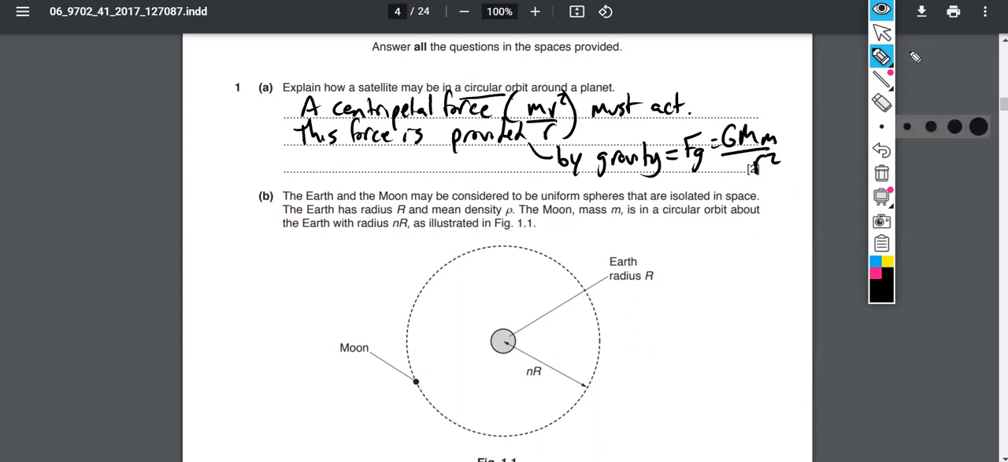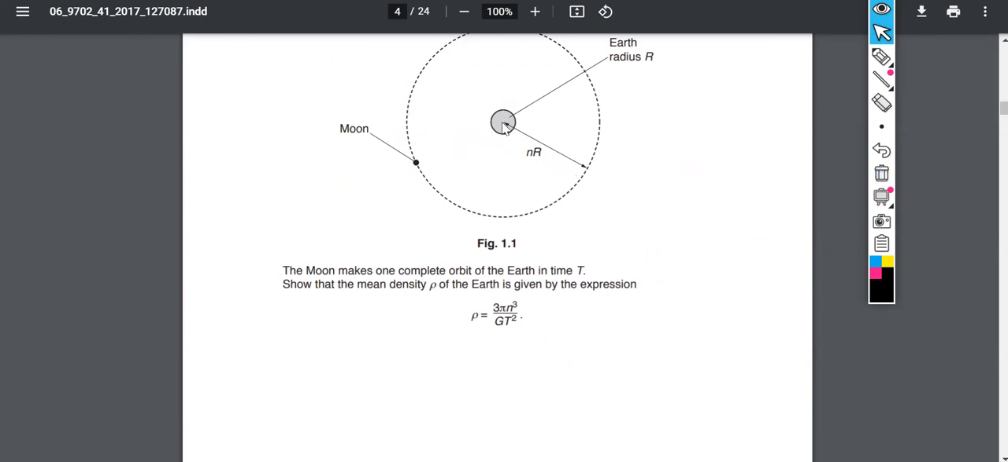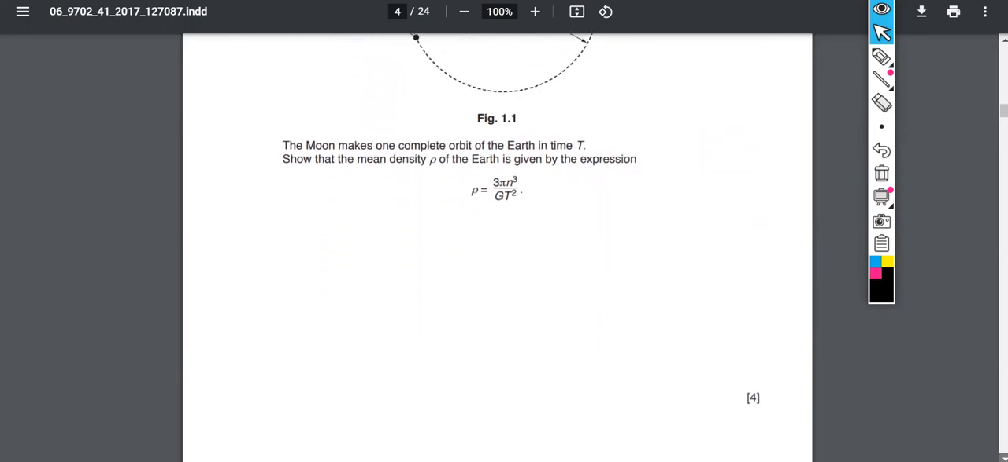So as we continue to read through the paper, we're going to have to use those equations coupled with some other ideas to show that there's an expression for the density of the Earth that's given by 3 pi n cubed over g t squared, where t is the time it takes the moon to orbit, and n is the number of Earth radii to get out to the moon's orbit. So if r is the Earth's radius, nr is just how many Earth radii to get out to the moon there. All right, let's work through this one together.